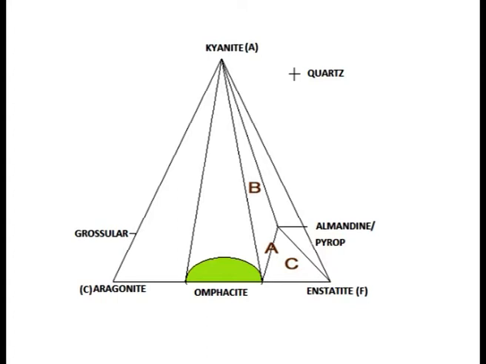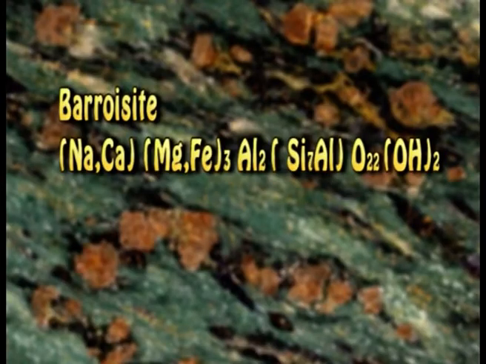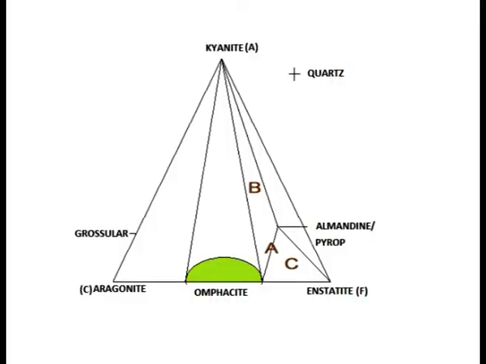Group B eclogites, besides the assemblage of group A, may contain primary hornblende and zoisite, that is epidote. The hornblende is a sodium-alumina rich variety known as barroisite. The formula is NaCa Mg Fe3+ Al2 Si7 Al O22 (OH)2. Group C eclogites, besides the assemblage of group A, contain primary glaucophane and epidote.